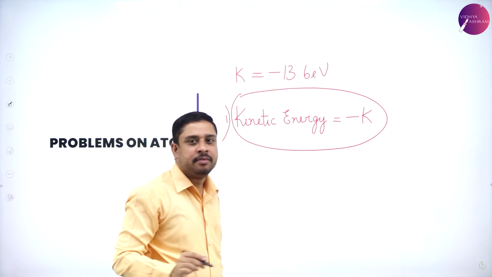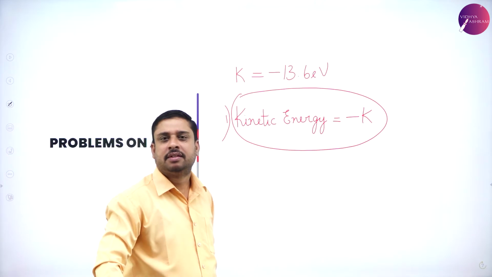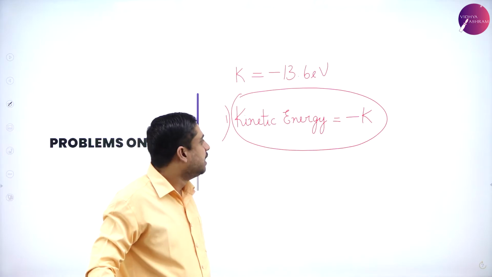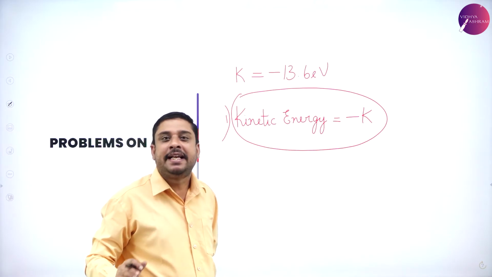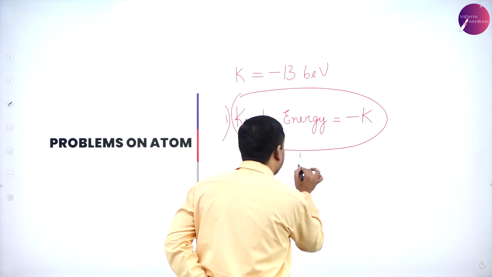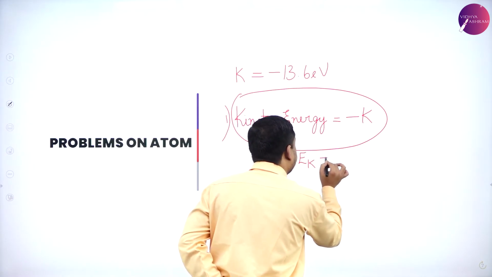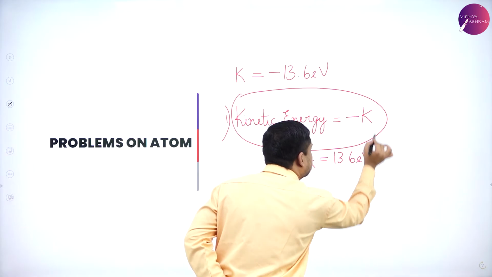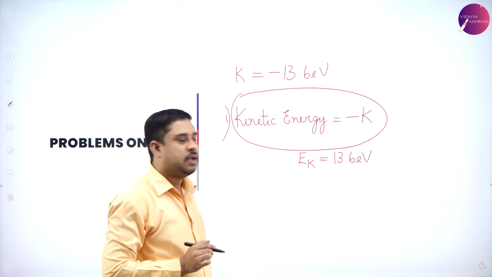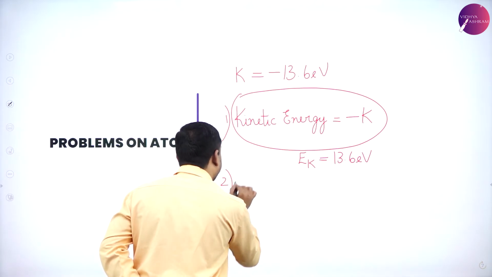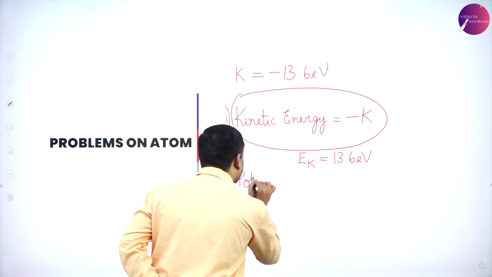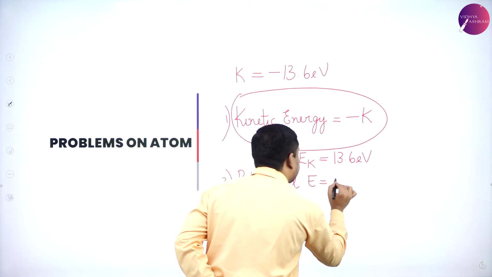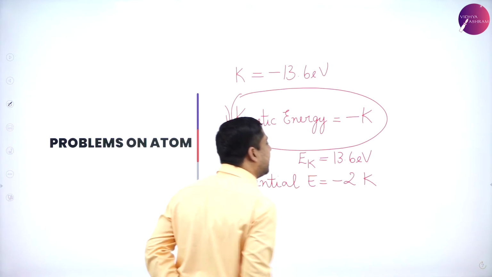Kinetic energy of an electron in the ground state of the hydrogen atom is minus the total energy, which means minus into minus, plus 13.6 electron volt. And the second one, potential energy equals minus 2 times K.